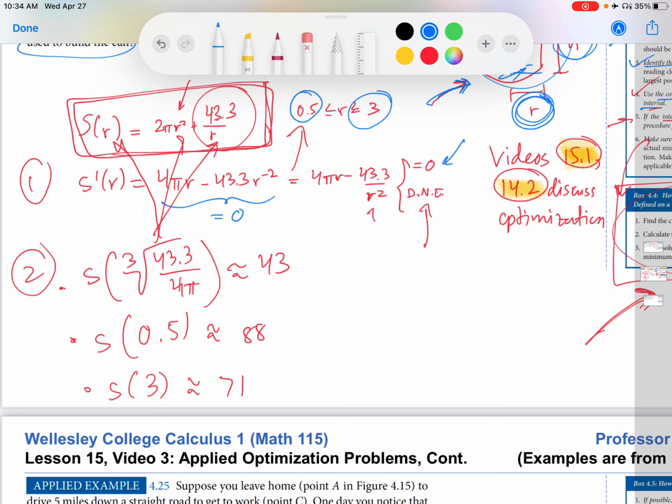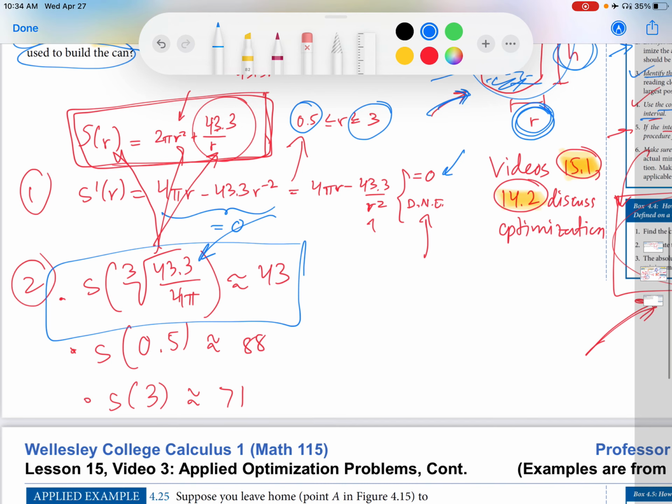So if we were asked for the maximum, that would be right here. But we're not asked for that. We're asked for the minimum, so that is right here. So it just so happens that the absolute minimum occurs at the critical number that we found.